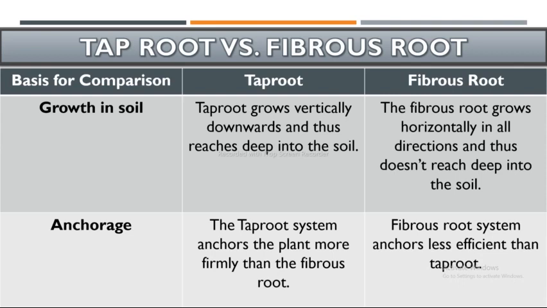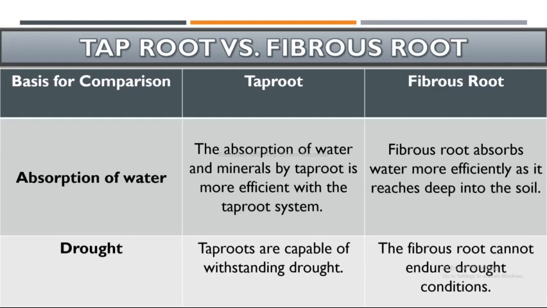And the next basis for the comparison is the anchorage. So the taproot system anchors the plants more firmly than the fibrous root, and the fibrous root system anchors less efficiently than the taproot. Next basis for the comparison is absorption of water. The absorption of water and minerals is more efficient with the taproot system. So the fibrous root absorbs water less efficiently, as it does not reach deep into the soil.